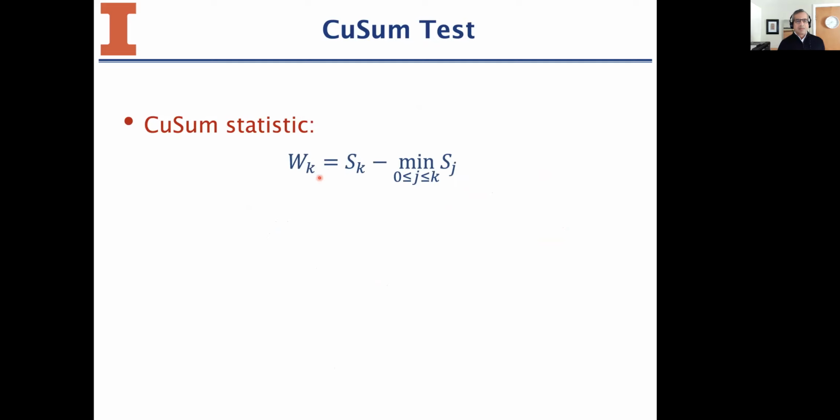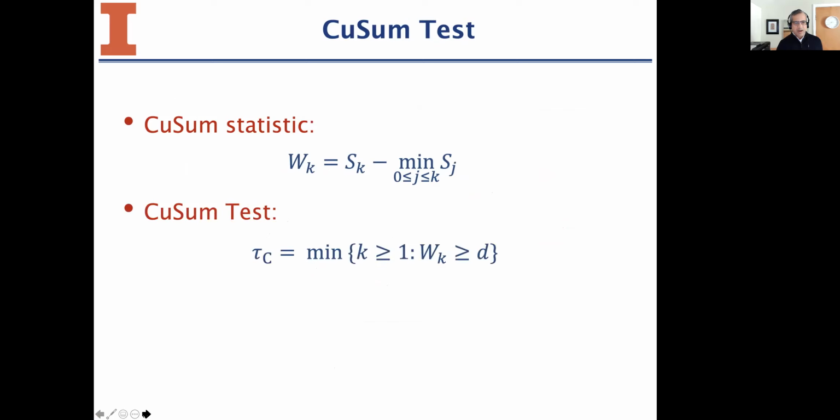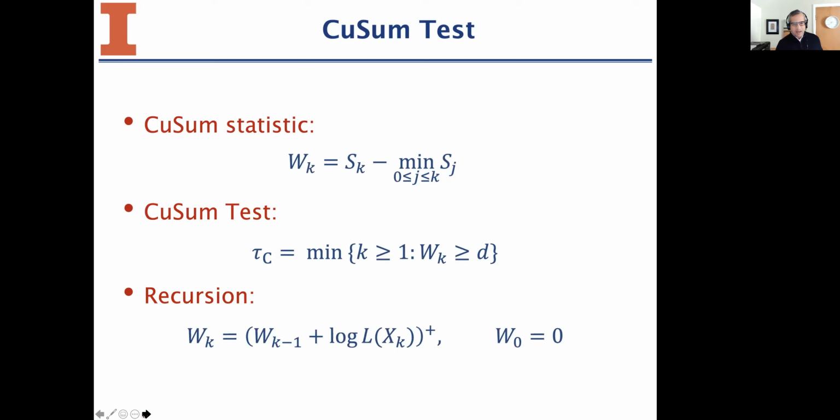So basically the Q-sum test uses this statistic Wk, which is Sk minus the minimum of the Sj's in the past. And the test is to compare that statistic Wk to some large threshold D, and at that time you stop and say a change has happened. A convenient thing about the Q-sum test statistic is that it can be computed recursively. If you knew the Q-sum statistic at time k minus 1, you just have to add the log likelihood of the observations at time k and take the positive part of that. That's what this plus sign means, and that produces the statistic Wk. So it has this nice recursion that helps implementation.